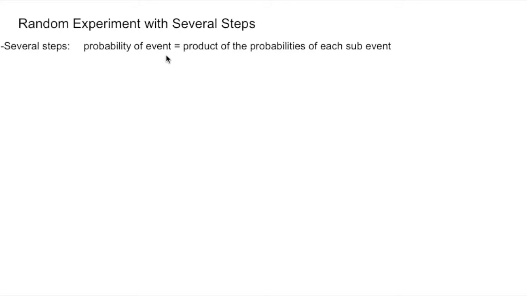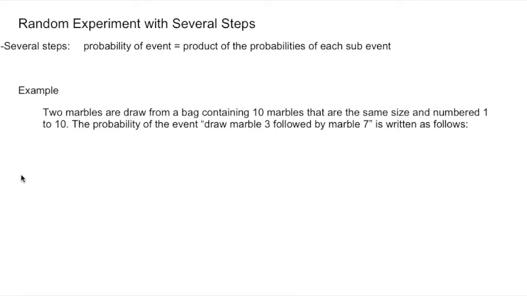Random experiments with several steps. The probability of an event is equal to the product of the probabilities of each sub-event. For example, if 2 marbles are drawn from a bag containing 10 marbles that are the same size and numbered 1 to 10, the probability of the event draw marble 3 followed by marble 7 would be written as follows. This is with replacement, so you're pulling out the 3 and then you're going to put it back. We're going to look at 2 examples: with replacement and without replacement. So you pull out a marble, you look at the number, you put it back.